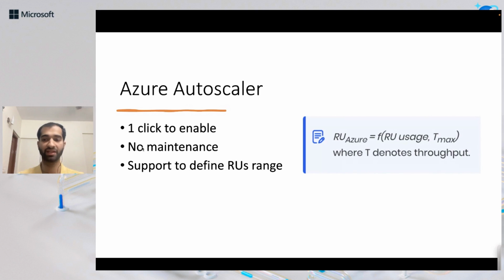You can specify, let's say, that the maximum scale is 2 million. In that case, by default, it takes a range of 10% of max to the max. That means the autoscaler will always keep the RUs between 200k RUs and 2 million RUs. As you can see on the right, the RUs set by the Azure Autoscaler are a function of the RU usage and the maximum throughput which you set. It's as simple as that.